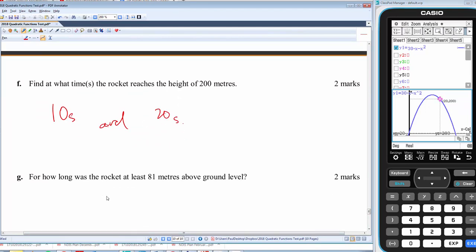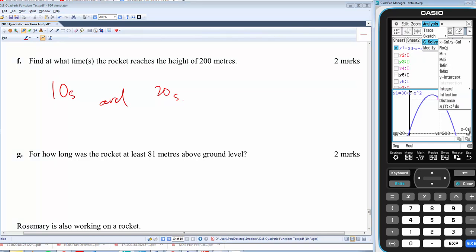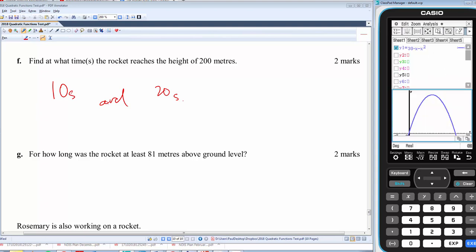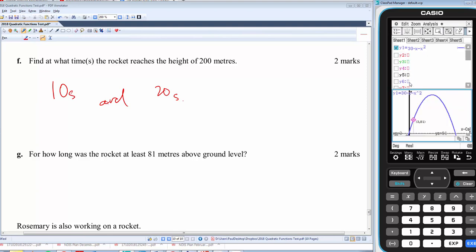For how long was the rocket at least 81 meters above the ground? Alright, so again we'll go analysis, G-solve, and we want to know how long. We want an X-calc, and it's going to say for what height? 81, thanks. There you go, analysis, G-solve. What we want is an X-calc, for the Y value, 81. So the first time it hits 81 meters is after 3 seconds.